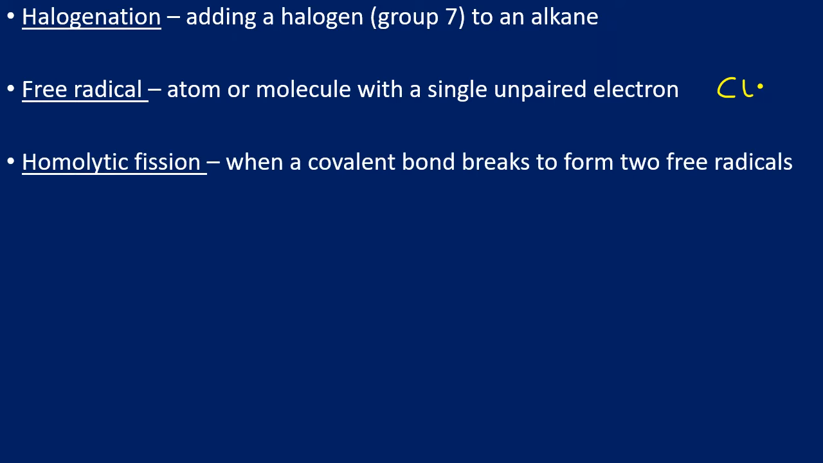Homolytic fission. This is when the covalent bond breaks to form two free radicals. For example, the covalent bond between two chlorines. If that bond breaks so that one electron goes to one chlorine and the other electron goes to the other chlorine, you end up with two chlorine free radicals. That's homolytic fission.